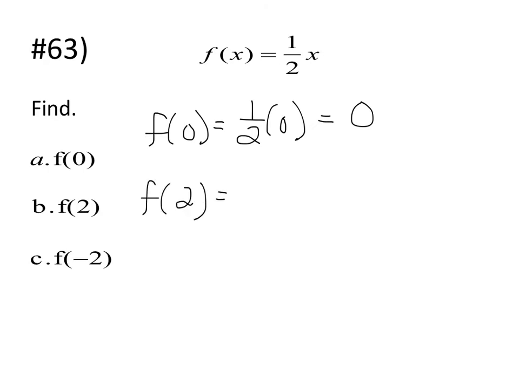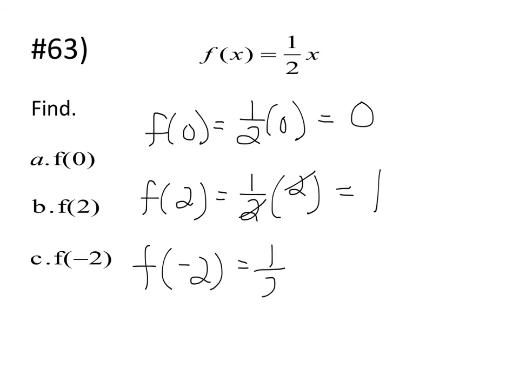f of 2 is equal to 1/2 times 2. Your 2's cancel, giving you just 1. And then f of negative 2 is equal to 1/2 times negative 2. Your 2's cancel, leaving you negative 1.